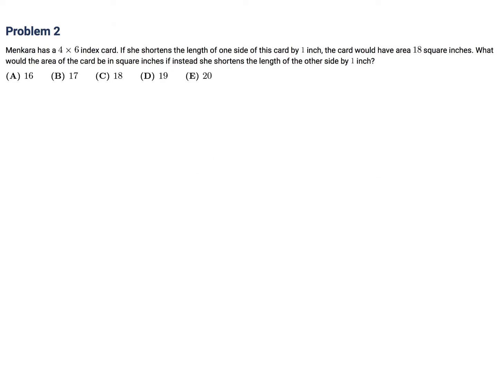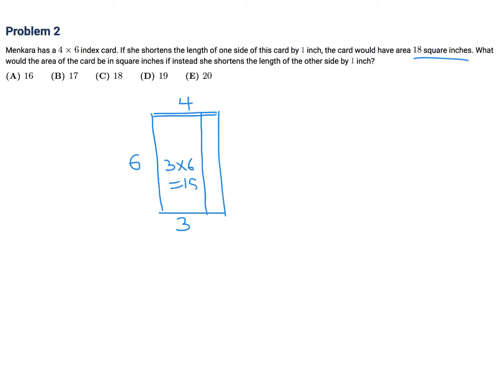Number 2. Menkara has a 4x6 index card. If she shortens the length of one side of this card by 1 inch, the card would have an area of 18 square inches. What would be the area of the card in square inches if instead she shortens the length of the other side by 1 inch? The card is 4x6, right? So they're saying that initially she shortens one side by an inch, and the area becomes 18. So I guess she shortened this side by 1 inch, so she made it 3. So it became a 3x6, and 3x6 is 18. So that's how that happened.